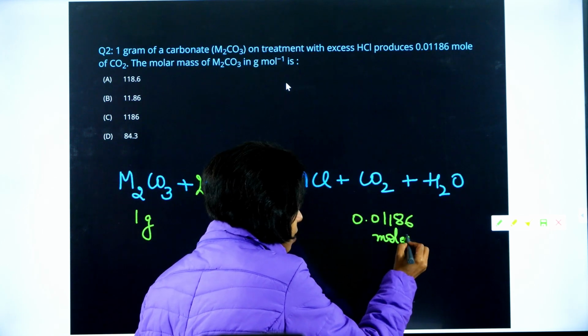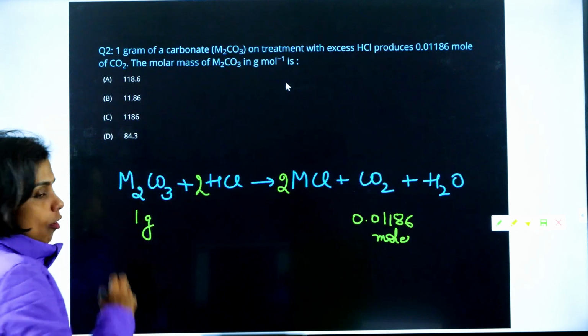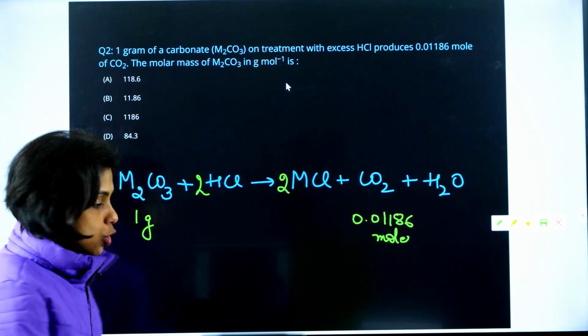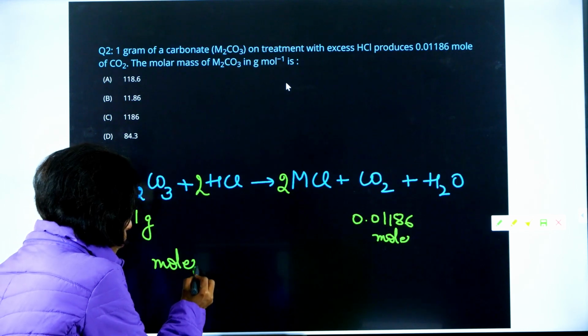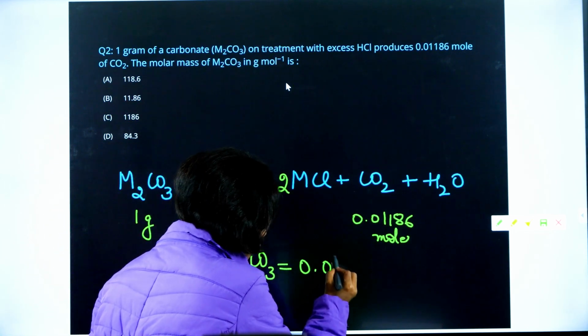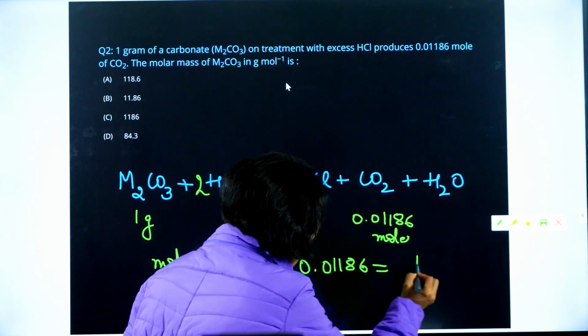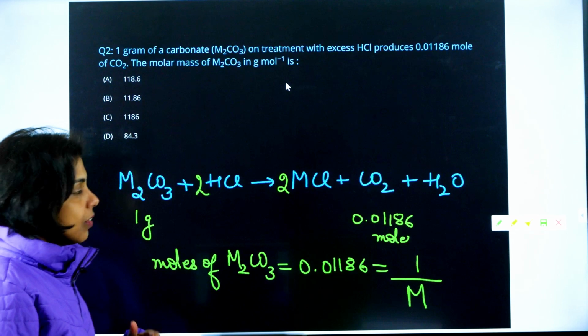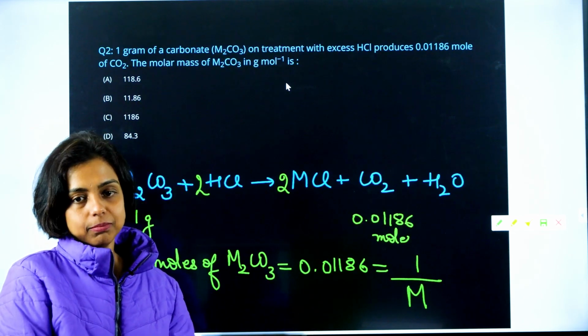As you can see, in the balanced reaction, 1 mole of metal carbonate on reaction with HCl forms 1 mole of CO2. So the moles of CO2 formed is equal to the moles of metal carbonate. So the moles of metal carbonate is 0.01186. That is equal to the given mass, that is 1 gram, upon the molar mass of this metal carbonate. And we are supposed to calculate M only, the molar mass.